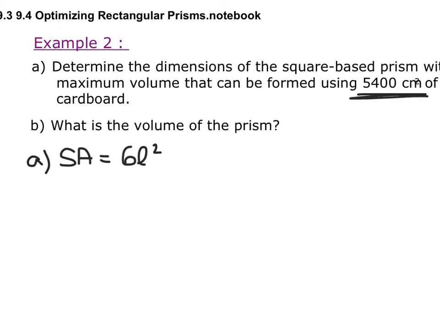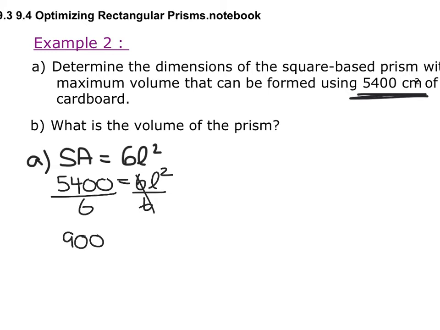Okay, so what are we plugging into surface area? 5,400. And now all we're doing is solving equations. So the next step is to divide by 6. Good. And what do we get? 900. We've got some nice values here they've given us. Then we notice that it's an exponent of 2, so therefore we just have to take the square root. So 30 centimeters equals L.